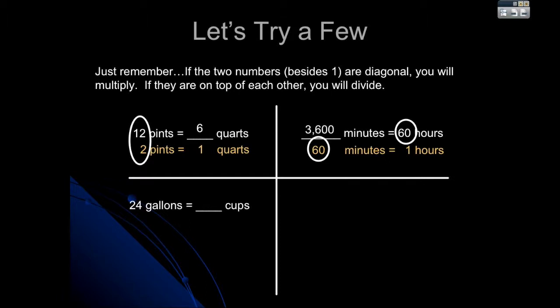I think you're right. 16. So 1 gallon equals 16 cups. Cover the 1. Are they diagonal or are they on top of each other? They're diagonal. So everybody, what am I going to do?